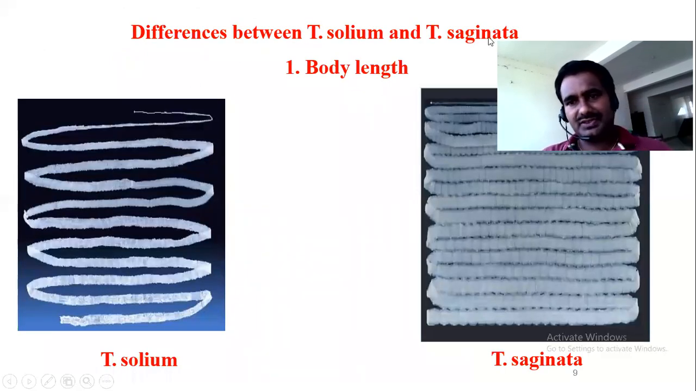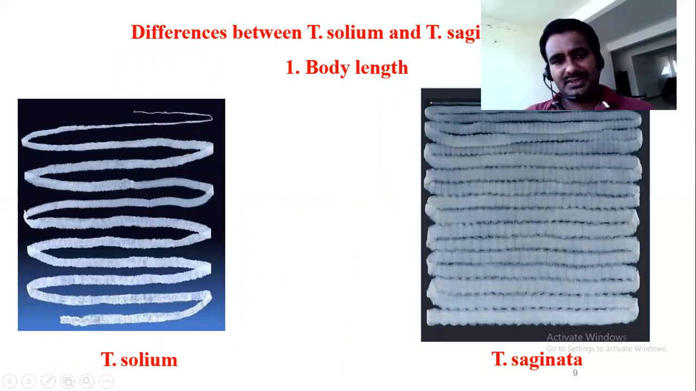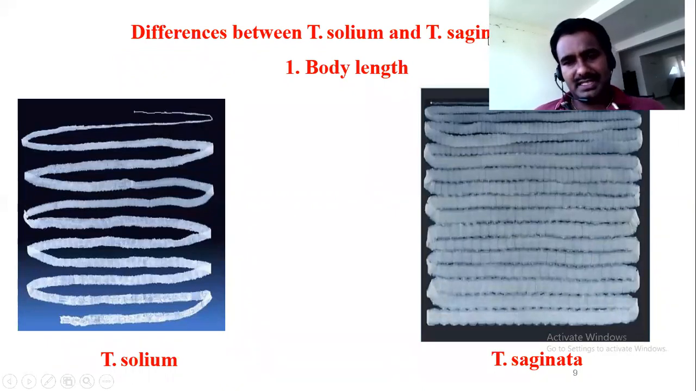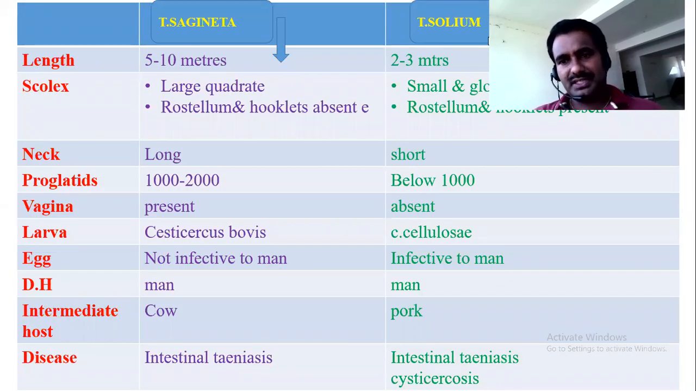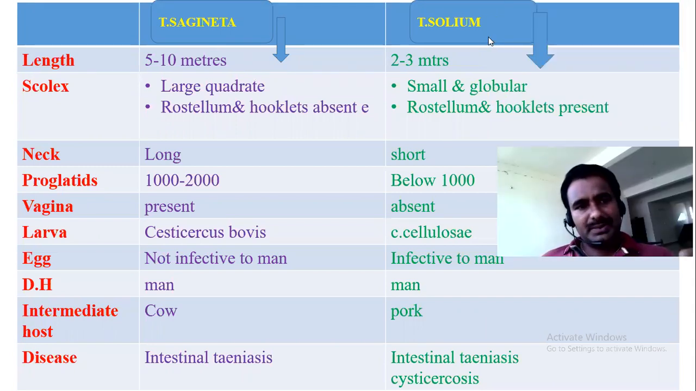Next, the differences between Taenia solium and Taenia saginata. The length is more in saginata, 5 to 10 meters, and less in solium, 2 to 3 meters. The scolex is large, with the rostellum and hooklets absent in saginata, so it is unarmed. Solium has the rostellum and hooklets; saginata doesn't have them.